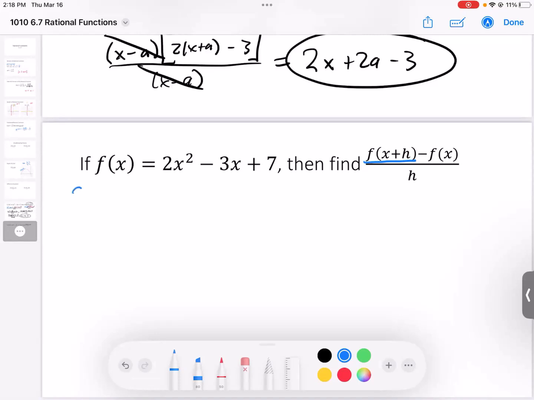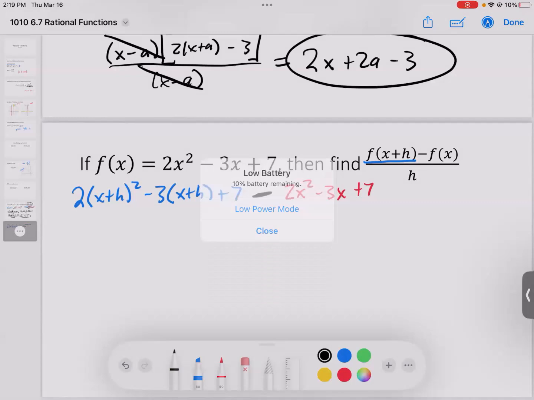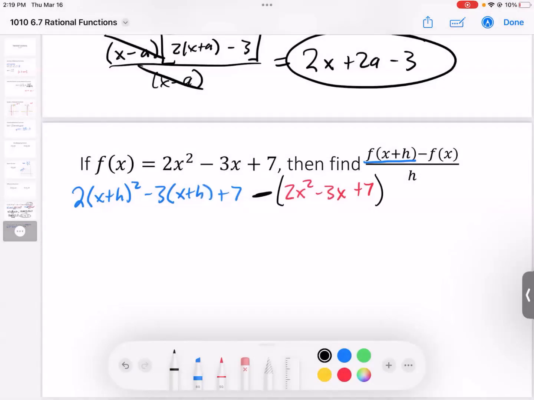So that's going to look like 2 times (x plus h) squared minus 3 times (x plus h) plus 7. Is everybody good with that part? That's probably the hardest part of this one. Okay, then I'm going to subtract f of x. So f of x is just 2x squared minus 3x plus 7, and I'm subtracting all of that. And then I'm dividing that result by h.